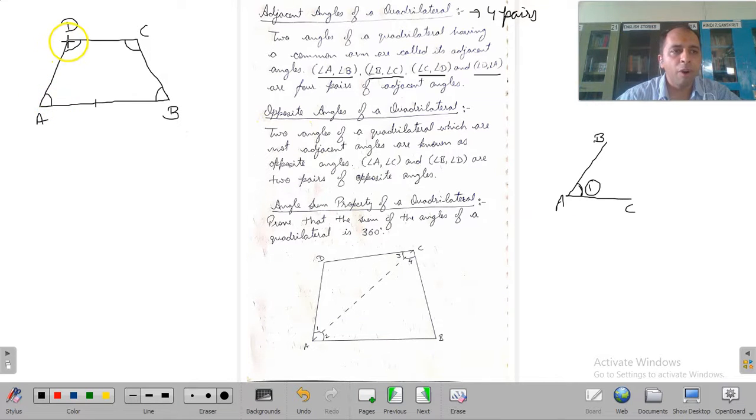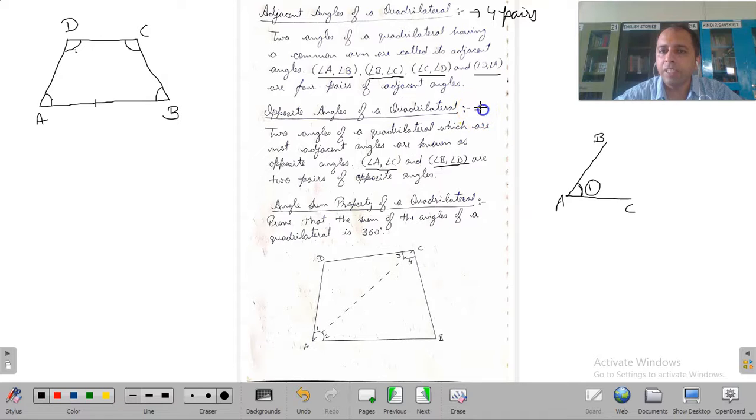Angle A is formed between DA and AB, while angle C is formed between CD and BC. So angle A and angle C have no common arm. So A and C is one pair of opposite angles. Similarly, angle B is formed between AB and CB, while angle D is formed between AD and CD. So angle B and angle D also have no common arm. So B and D is also a pair of opposite angles.